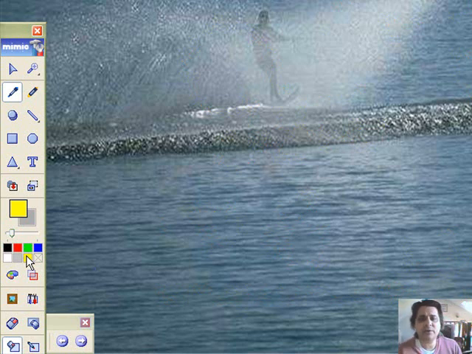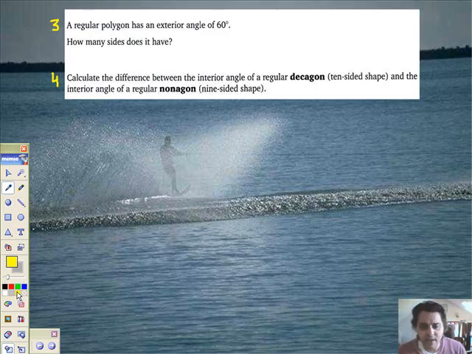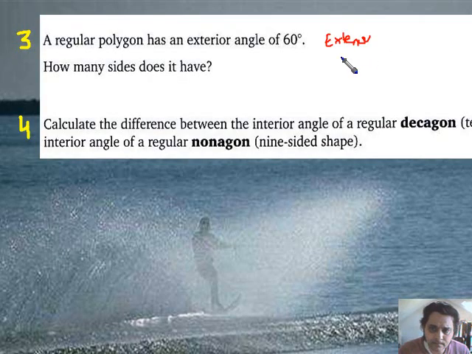A regular polygon has an exterior angle of 60 degrees. How many sides do I have? Okay, I think I will do it in red after all. Okay, exterior angle. Here's the rule. Equals 360 degrees divided by the number of sides.